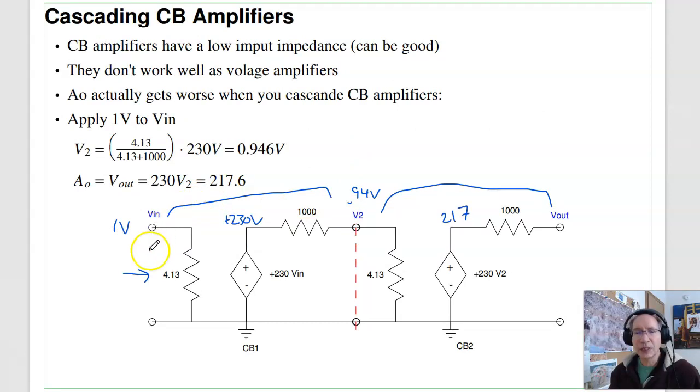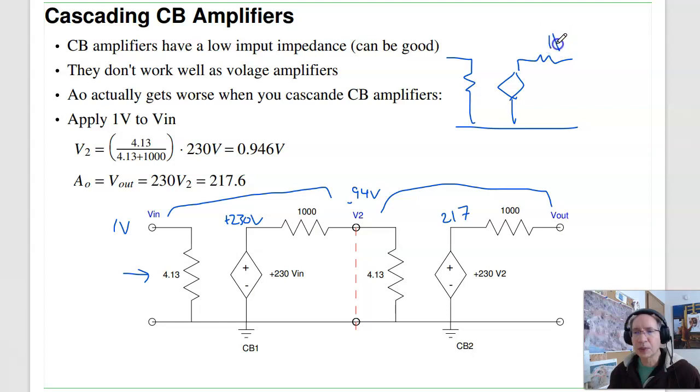And the output impedance: if this is 0, this is 0, this is 0, that's 0, output impedance is 1K. So if I cascade two common base amplifiers, what I wind up with is this. The output impedance is 1K, input impedance is 4.13, and the gain is right here, 217 VN. And kind of notice that two common base amplifiers cascaded are actually worse than a single common base amplifier. It basically does nothing to cascade common base amplifiers. That's not what they're for.